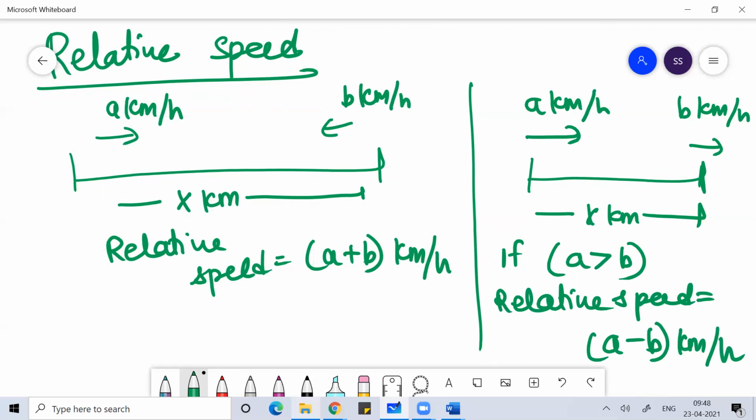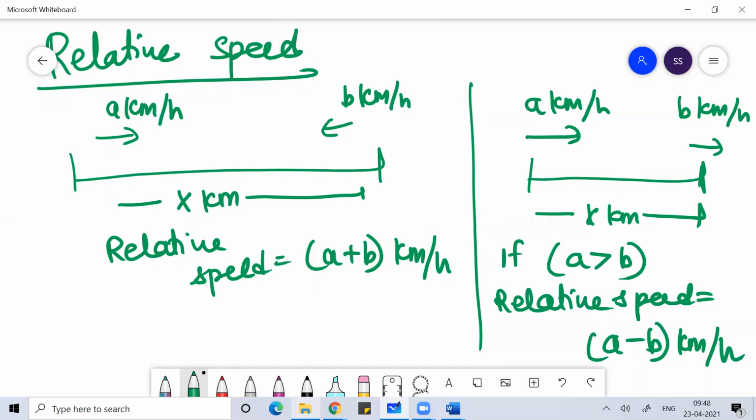So you can use this and you can get the answer very easily. If the two objects move in opposite direction, then the relative speed will be A plus B, while if the two objects move in the same direction, then the relative speed will be A minus B. You can use this concept and solve many problems based on it very easily. If anyone has any doubt with this, you can prove it by AP or any other logic.